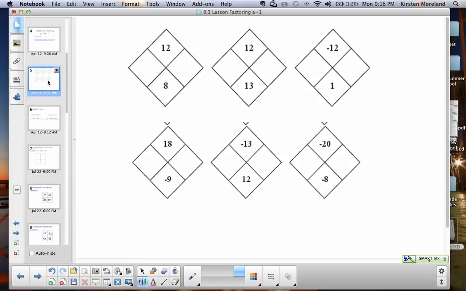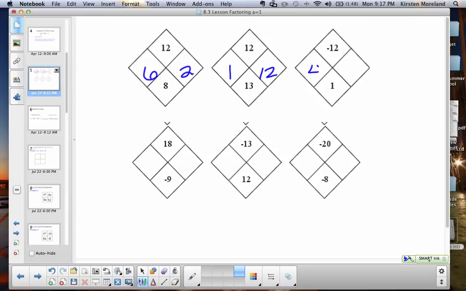So we're going to do 6 of these to practice. I want you to pause the video and fill them out and then check to see if you got them right. So the first one, 6 and 2, multiplies to 12, adds to 8. Second one's a bit tricky. It's 1 and 12. That adds to 13.